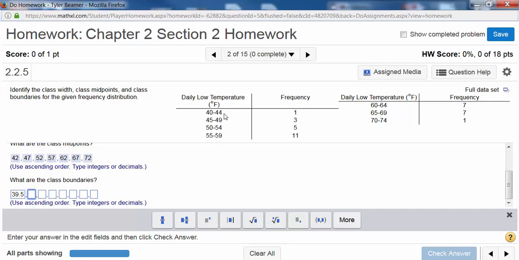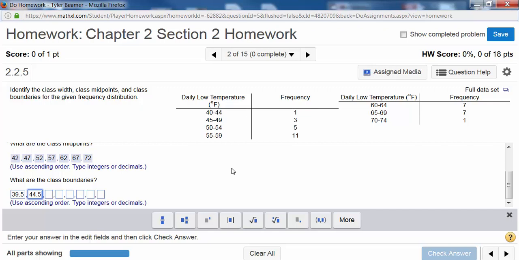There's a boundary between the first and second class at 44.5. So, anything that is between 44.0 and 44.5 would go to the first class. Anything that is 44.5 to 45 would go to the second class. So it's a way to include data points that may be in that gap so you can determine which class to put them in. Right?